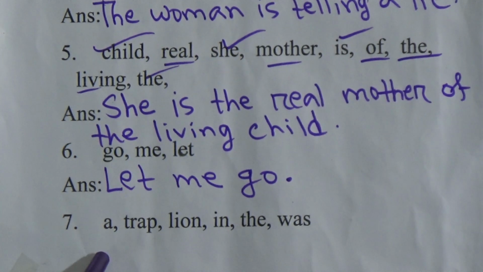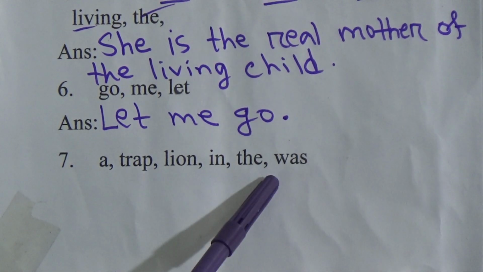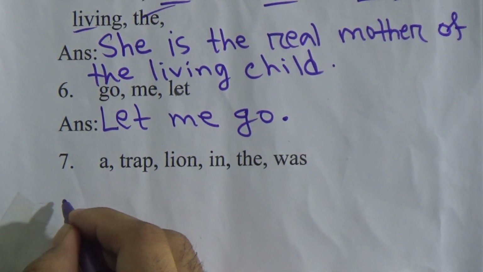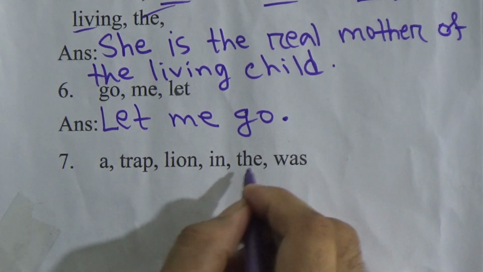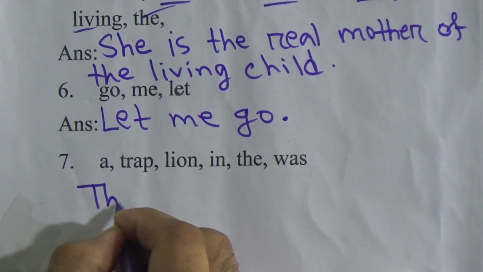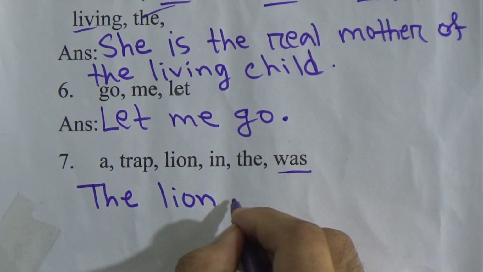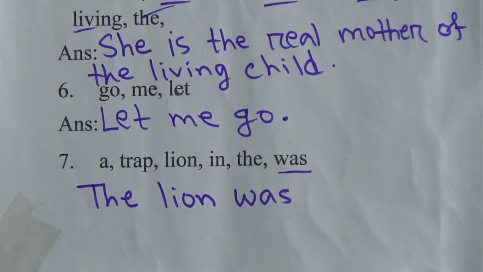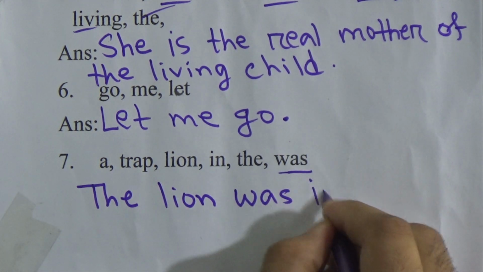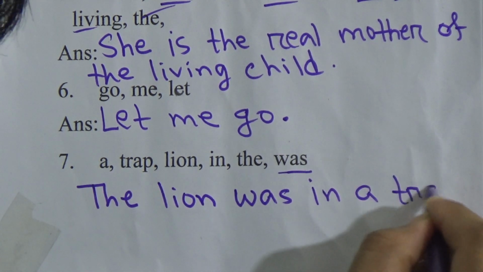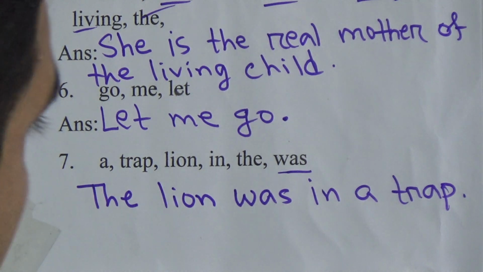Okay, then "a trap lion in the was." So write your subject first, the lion. Then the auxiliary verb, be verb, in its past form. The lion was where? In a trap. The lion was in a trap.